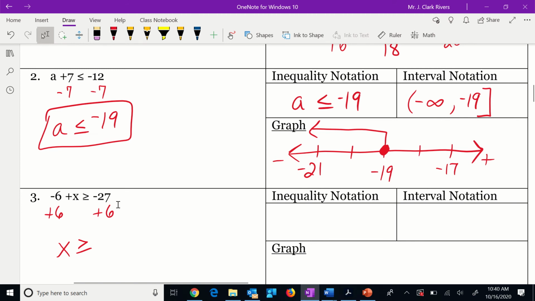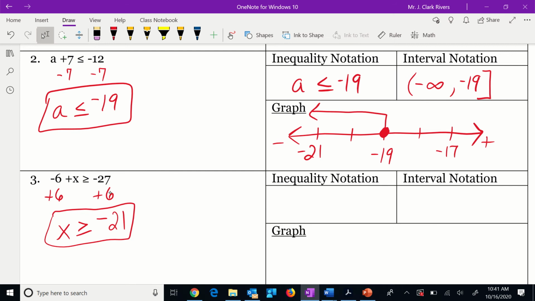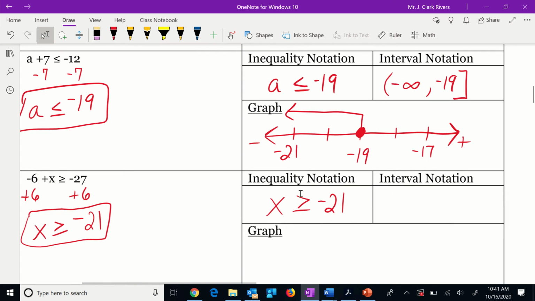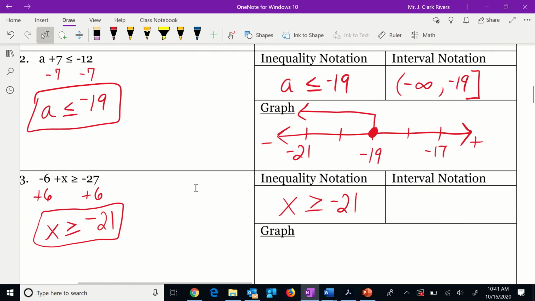Think about this. Which number is further from 0? Negative 27 is. So we know this sum is going to be negative. How far is 27 from 6? In other words, what's 27 minus 6? They're 21 apart. So x is greater than or equal to negative 21. That is our inequality notation. We always want our variable on the left, and it is on the left. So x is greater than or equal to negative 21. Pause the video now, see if you can do the graph and the interval notation on your own on this. And if you can't, that's okay, but pause the video now and give it a shot.